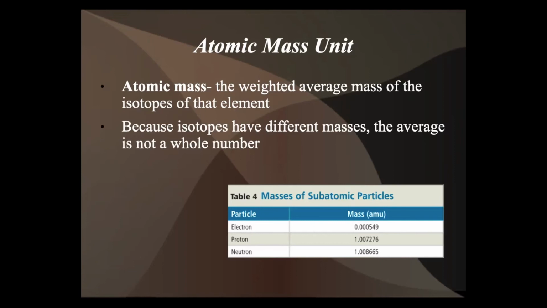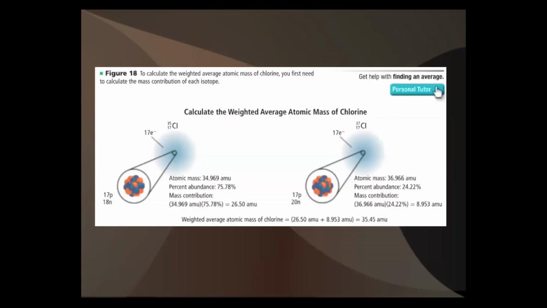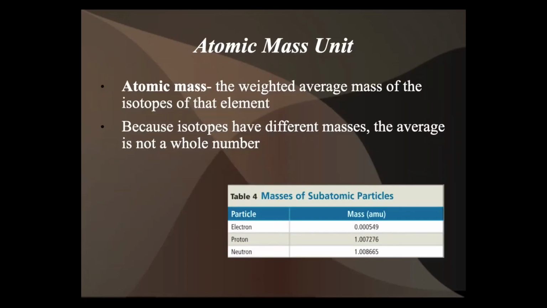So a single atom would have a mass that's not a decimal number. But if you have different kinds of isotopes and you average them together, you will always get a decimal number for that average mass. Everybody have that down?